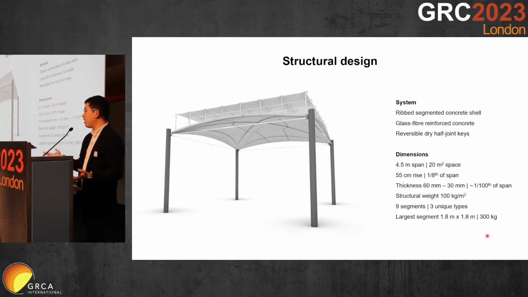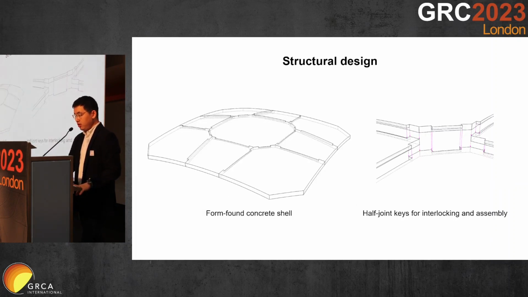And also coupled with that, we have a very, very low structural weight of only 100 kilograms per meter square. So the shell itself, we've implemented a unique floor planning process to create the specific profile and also to lay out the ribs. And then we segmented this shell, and this is all assembled using half joint keys, which interlock with each other for assembly. All right, so that's the structural design of what we're trying to build to demonstrate this fabrication process.